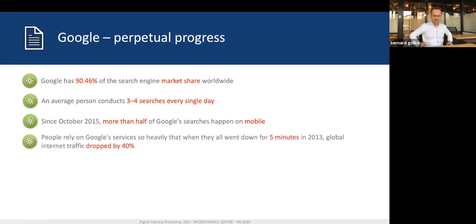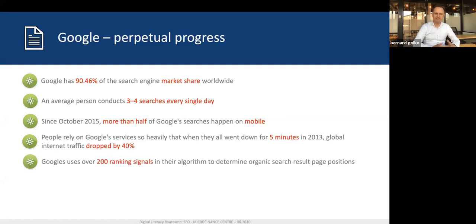What is important to discover for sure is why it's worth it to be on the Google search engine. Guys, in 2013, Google was down for 5 minutes. In this time, global internet traffic dropped by 40%. So right now, Google is like the first page, the window for the customer to look to the world, to find business partners, to find the offers. Google uses, in this perpetual progress, over 200 ranking signals in their algorithm to determine what should be your position on the SERP, the search engine result pages. And those 200 ranking signals are changing.